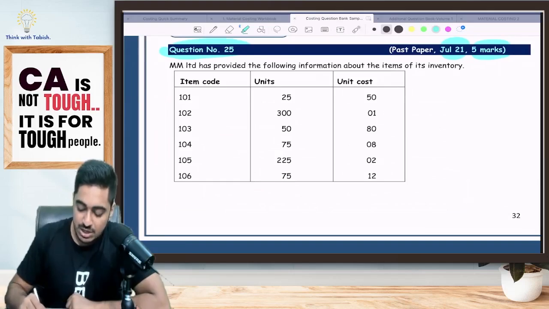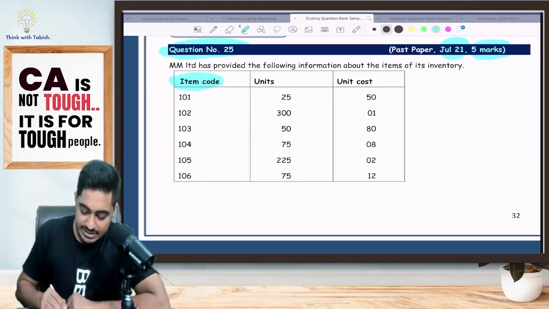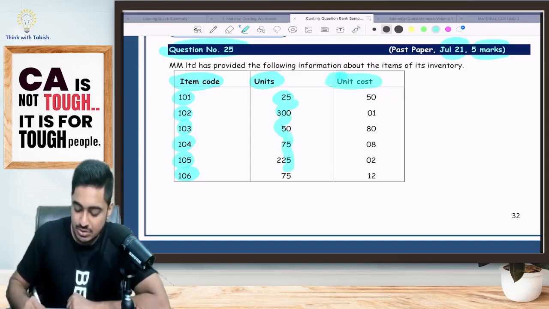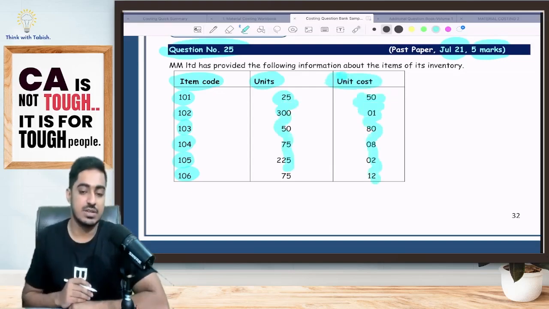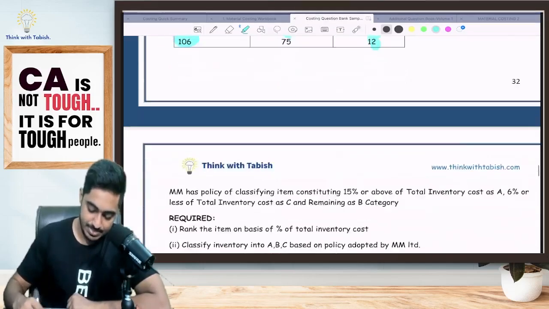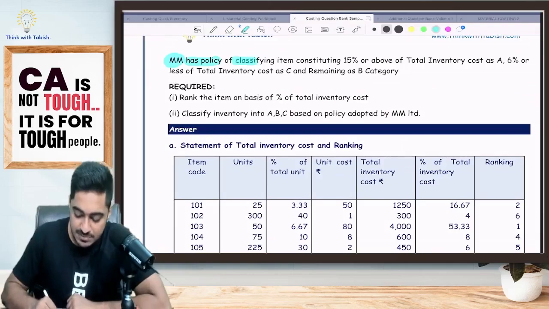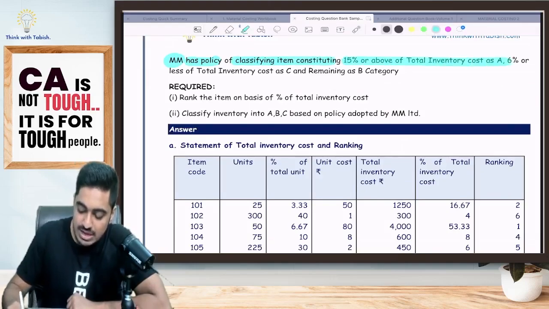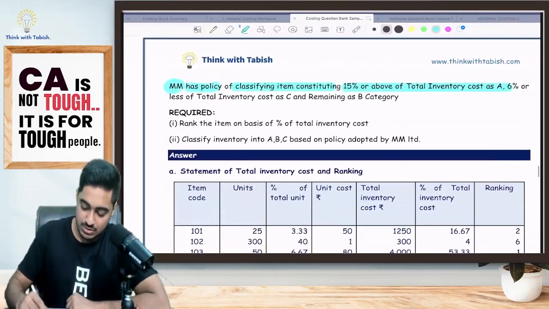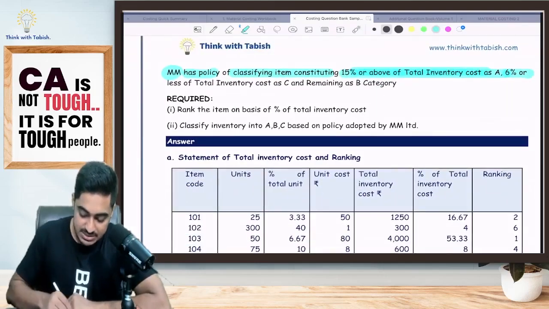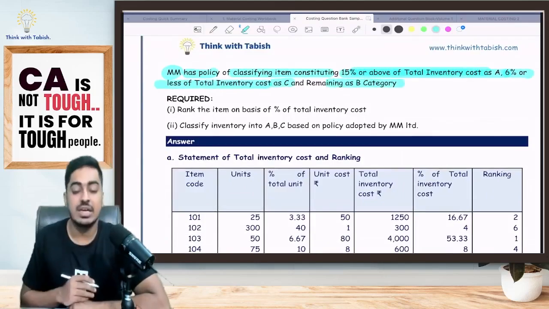Limited has provided the following information about items of inventory. Items are there: item number 1, 2, 3, 4, 5, 6. How many units there are is given. At what cost every unit is purchased is also given. Is this clear, everyone? Now, the company has a policy of classifying items constituting 15% or above as A category. That means, look at this. If the item is giving you 15% or more, I will call it A category. 6% or below as C category, and remaining as B category.